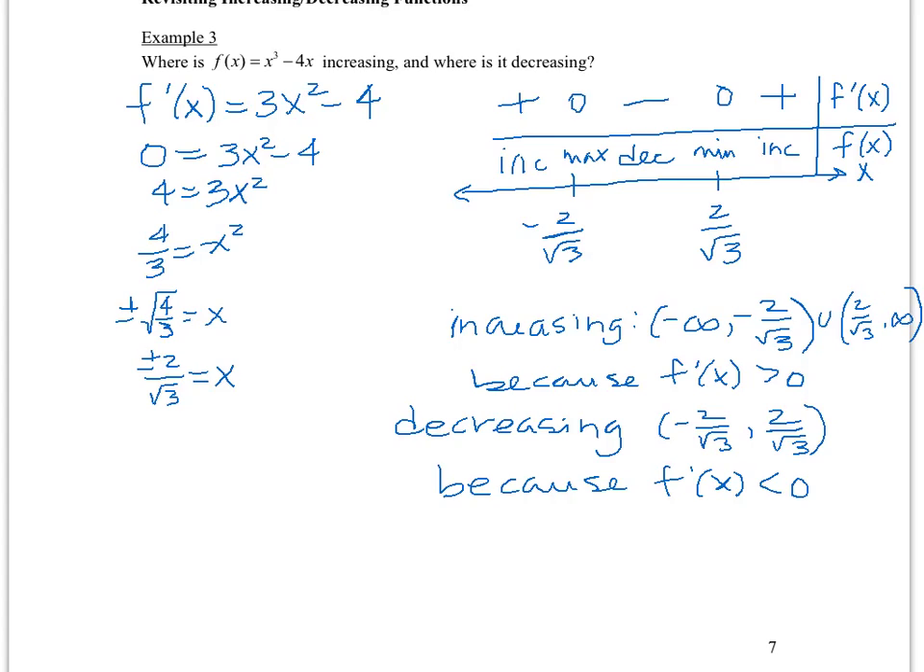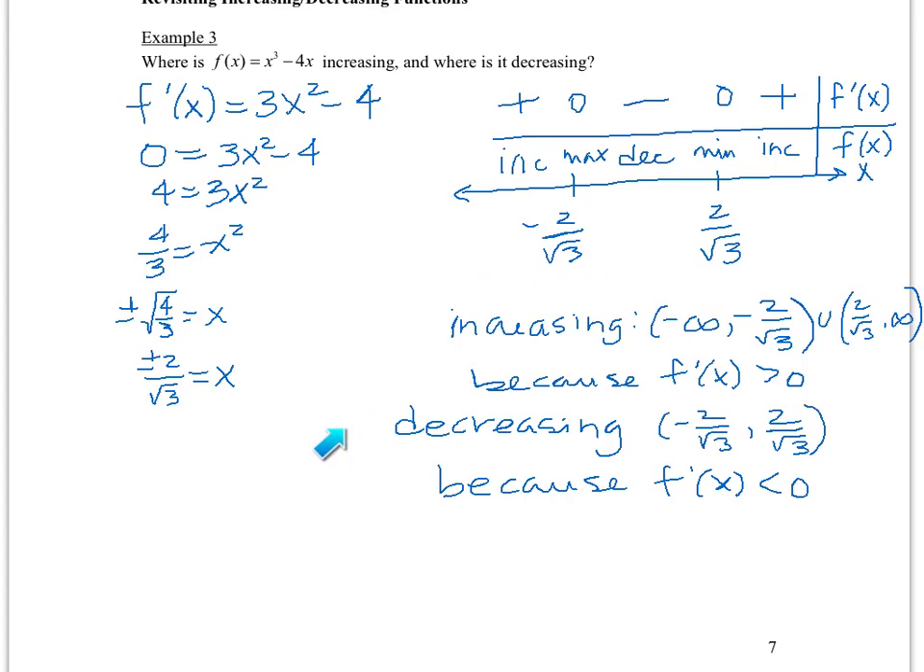And then I went ahead and set up my number line over here. These are the 2 critical points, negative 2 over radical 3 and positive 2 over radical 3. At each of those, the derivative had a value of 0. So then I just tested regions. I got a positive, a negative, and a positive. And that tells you what your function is doing, increasing, decreasing, increasing.